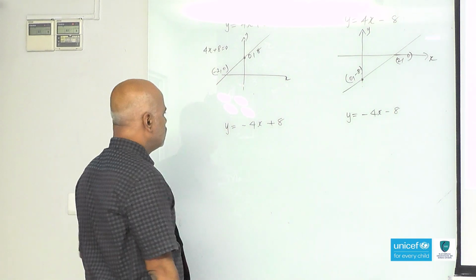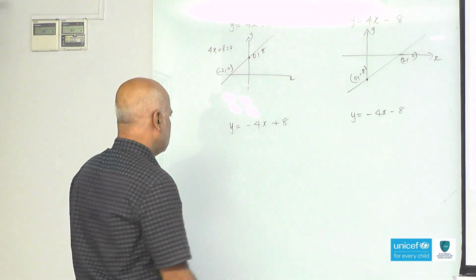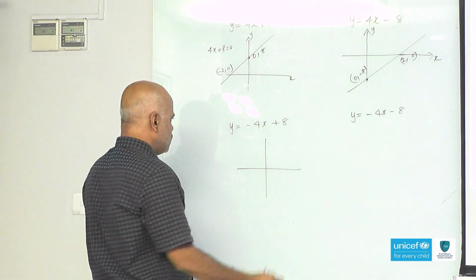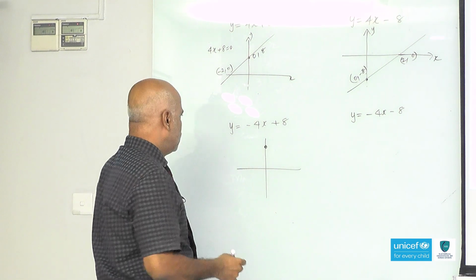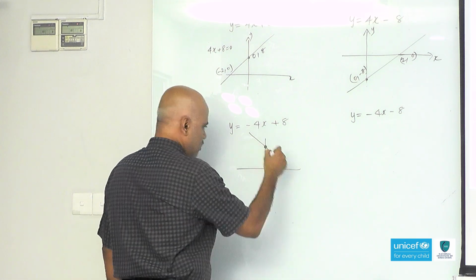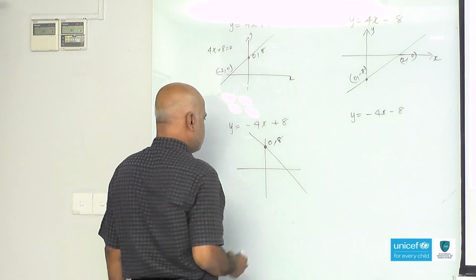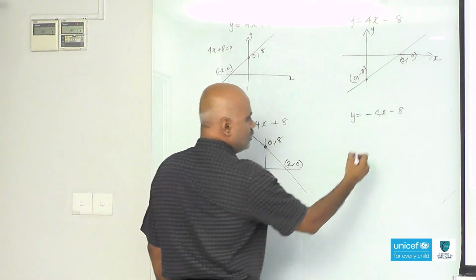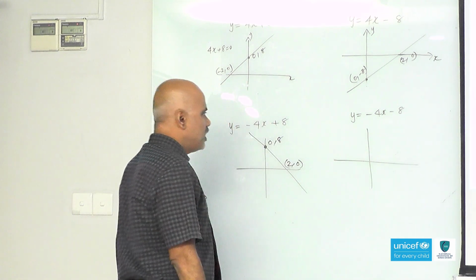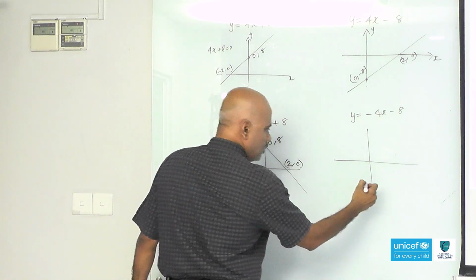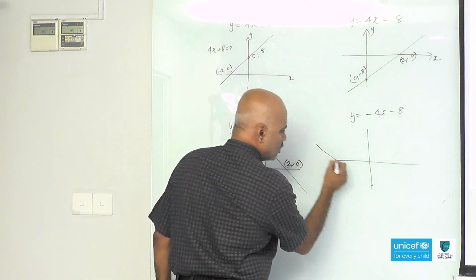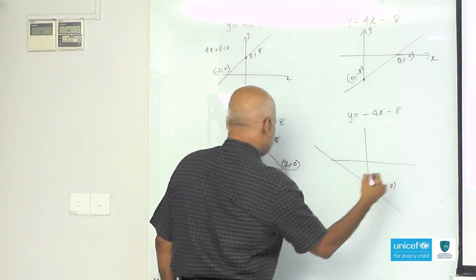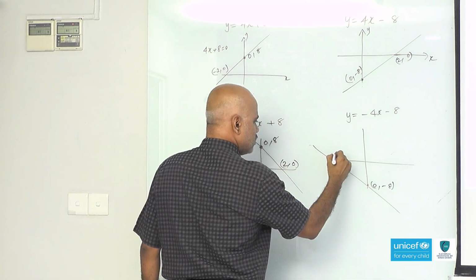Same way about this. Both are negative gradients. At the same time, the y-intercept for the third one here is plus 8. So the plus 8 in the sense, it will be above the x axis, and the line is like this. 0, 8, and here it is 2, 0. In that case, the other one, minus 4x minus 8, still has a negative gradient, and the y-intercept is below the x axis. So that is 0, minus 8. At the same time, the gradient is minus.